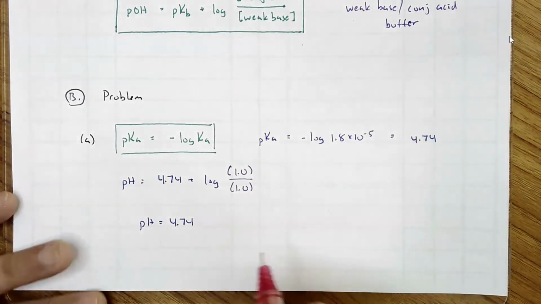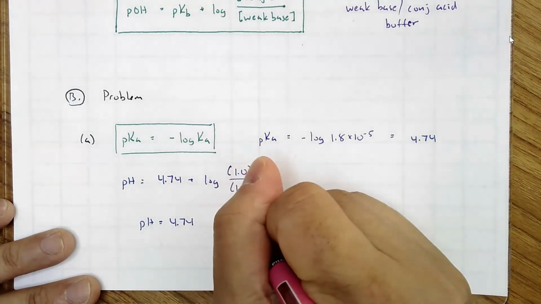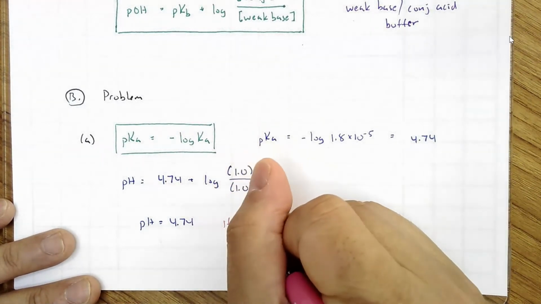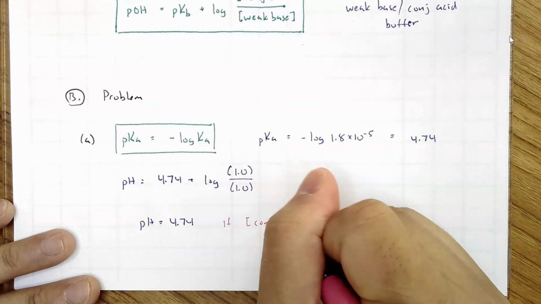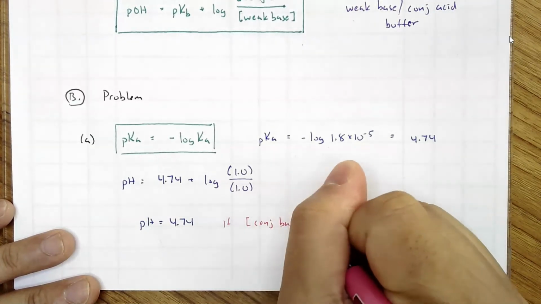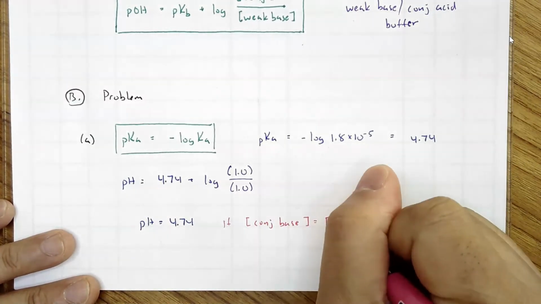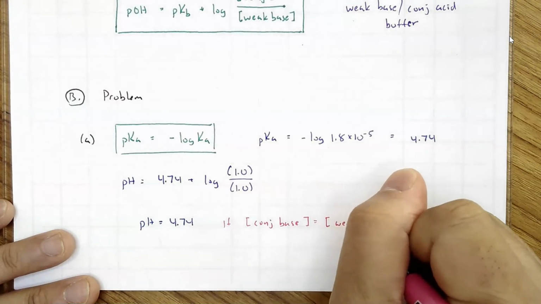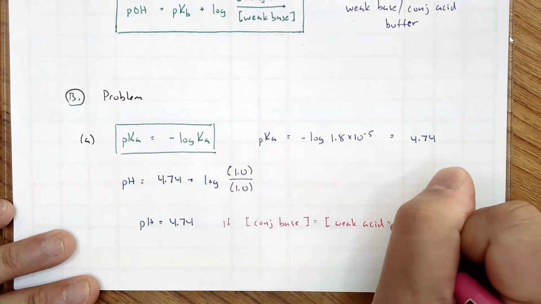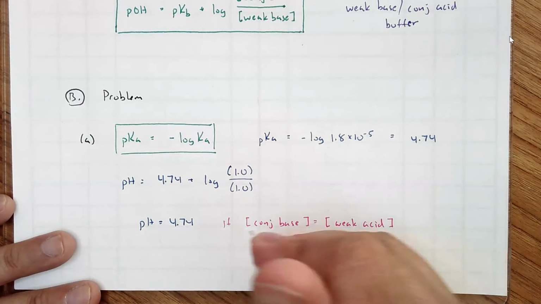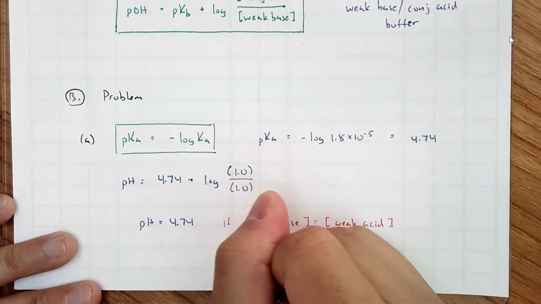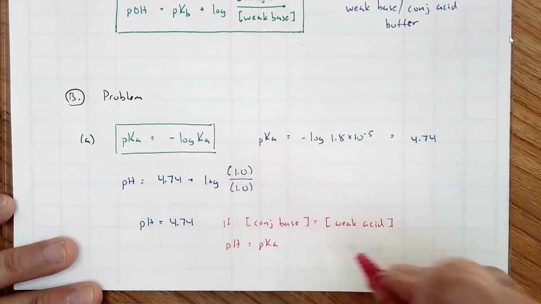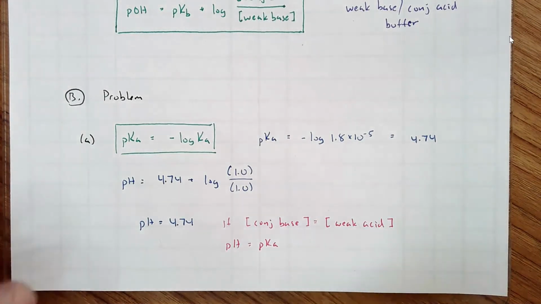So we just learned something. If the concentration of the conjugate base is equal to the concentration of the weak acid, your pH would equal the pKa. Again, this is an approximation.